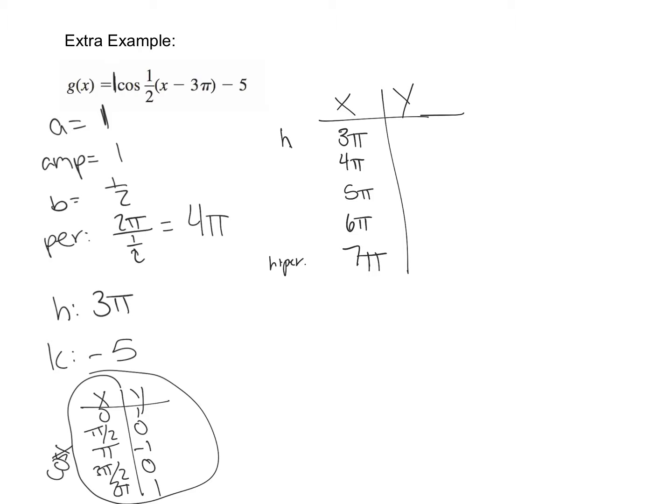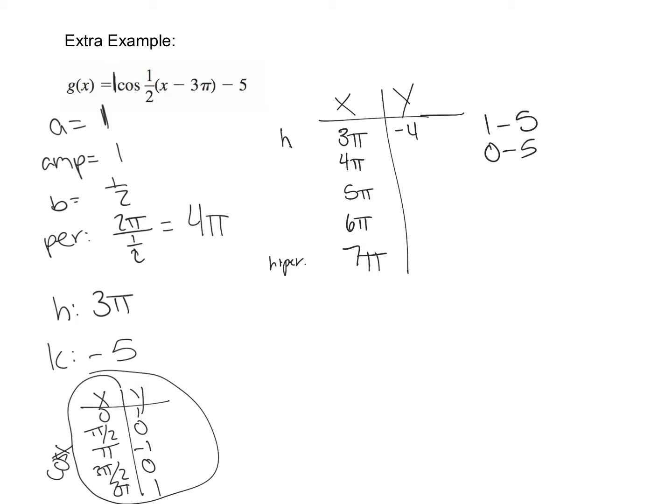Okay, so we have the B and the H taken care of. Now we just have to deal with the A and the K. Now, A is 1, so that means we're not going to be multiplying. We won't have that vertical stretch on our graph, but we will have a vertical shift of -5. So that means I'm going to take my parent graph 1 and subtract 5.